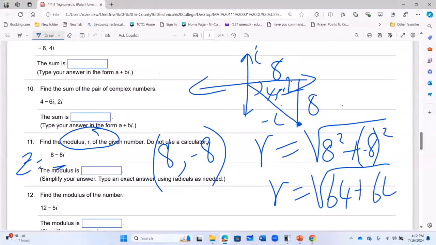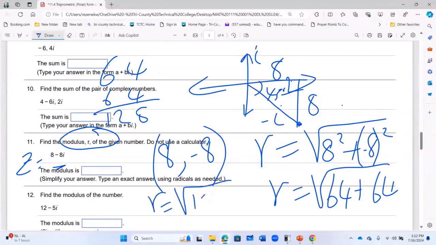They told me not to use a calculator, so I have to do what I can. In other words, they don't want my answer in decimal. So I have 64 plus 64, and this is 128. So R is equal to the square root of 128.